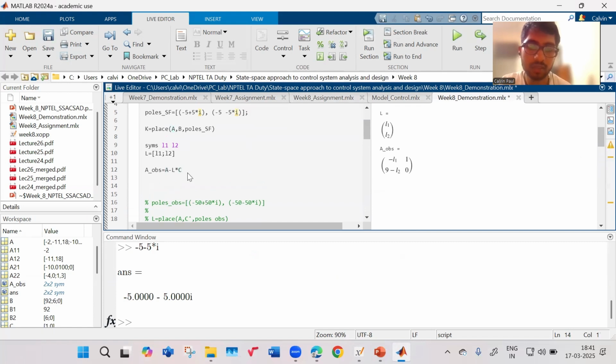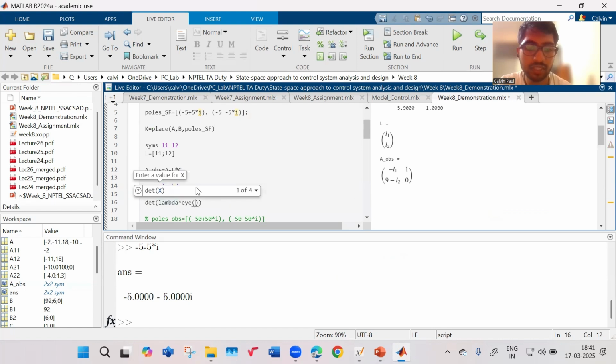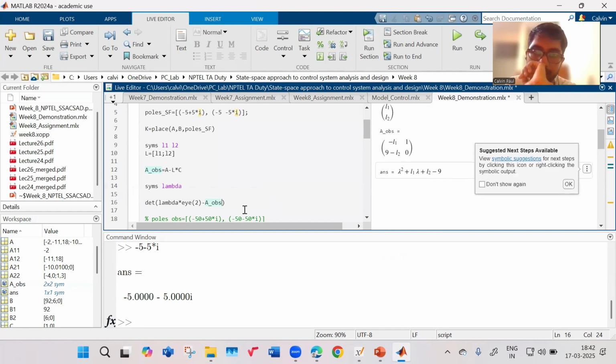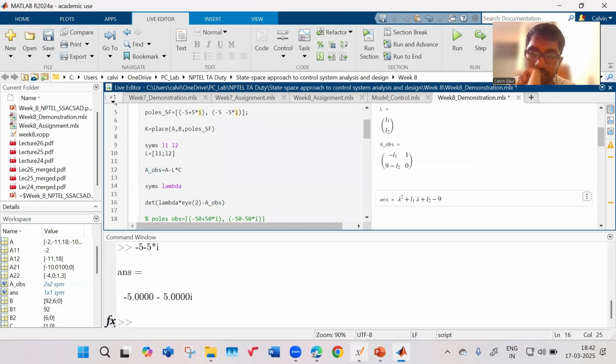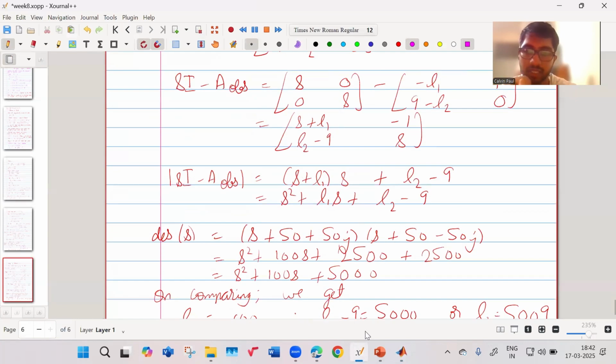Then we have the determinant of lambda into identity minus A underscore observer. What does this equation come out to be? Lambda square plus L1 lambda plus L2 minus 9. This is correct as per our equation: s square plus L1 s plus L2 minus 9 is correct.